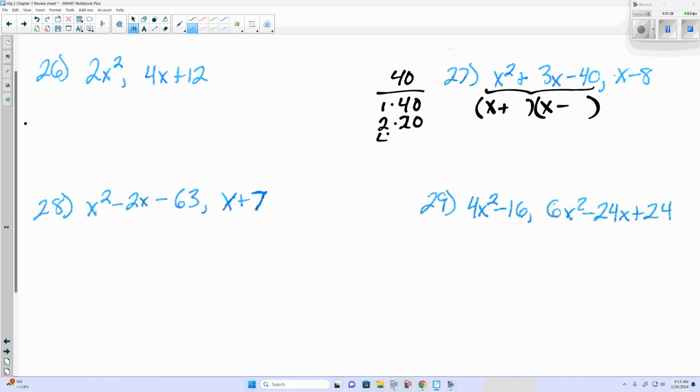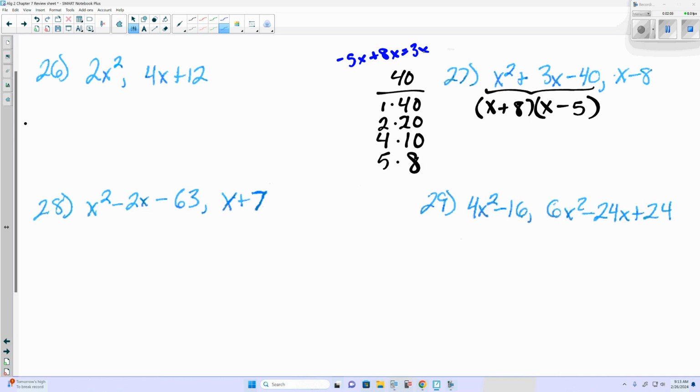Factors of 40: 2 and 20, 4 and 10, 5 and 8. 4 and 40, 2 and 20, 4 and 10, 5 and 8 are all the factors. 5 and 8. And if we check this here, we don't have to do x times x, but our x times negative 5, negative 5x. 8 times x would be plus 8x, giving us positive 3x. And that's the middle term we wanted, yes?